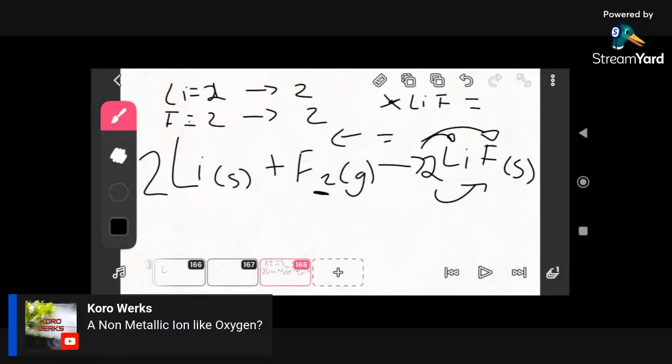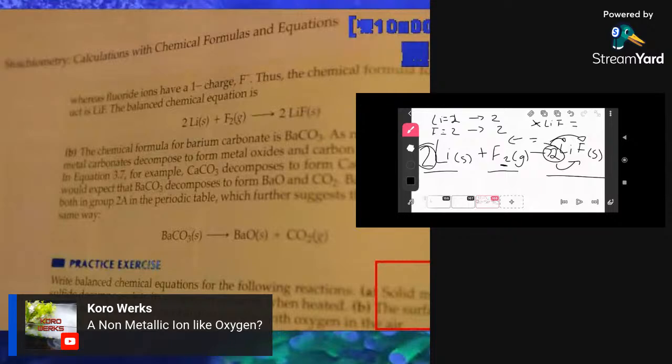So now let's count all the atoms. I got 2 lithiums and 2 fluorines on one side, and over here, I got 2 lithiums and 2 fluorines. So this is the way we solved it, how we balanced the equation. That's how they got that answer right there. Even if they have the answer, we're going to go over it.